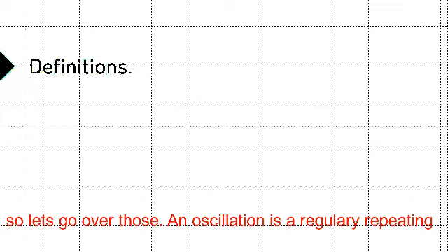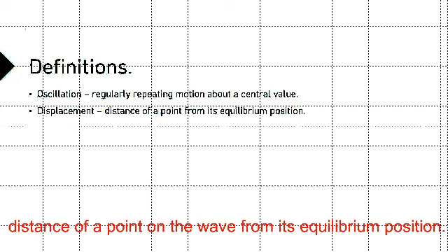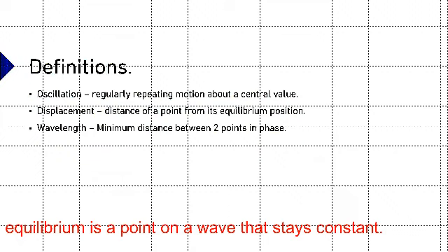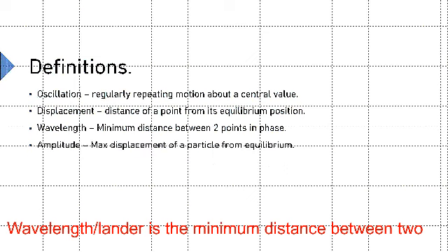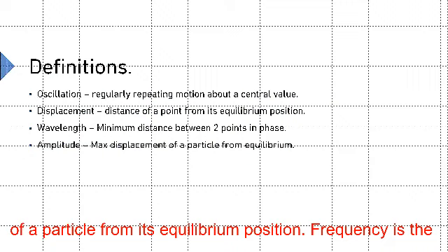An oscillation is a regular, repeated motion about a central value on a wave. Displacement is the distance of a point on a wave from its equilibrium position. Equilibrium is the point on a wave that stays constant all throughout the wave. Wavelength, also known as lambda, is the minimum distance between 2 points that are in phase on a wave. Amplitude is the max displacement of a particle from its equilibrium position.